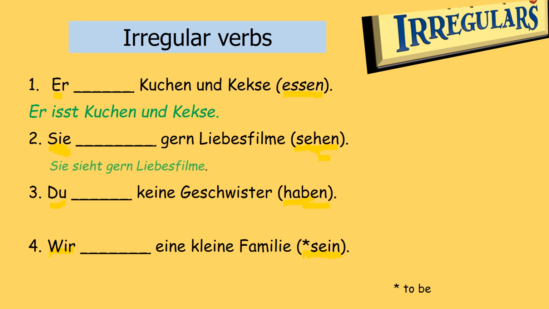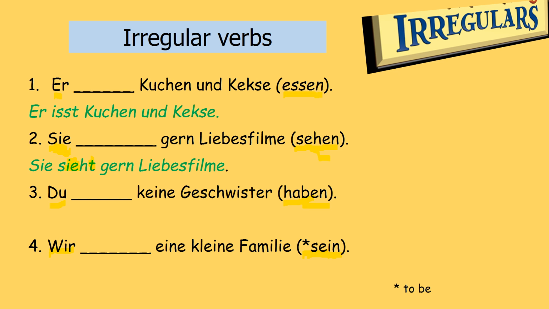Number 2, like I said, it was she. So we would have "sie sieht gern Liebesfilme." What happens here is there is a change in the vowel. We still have the T at the end, so that's the teacher part of every strict teacher. But sehen changes in the she form into sieht. So we have an I that kind of pops up there.